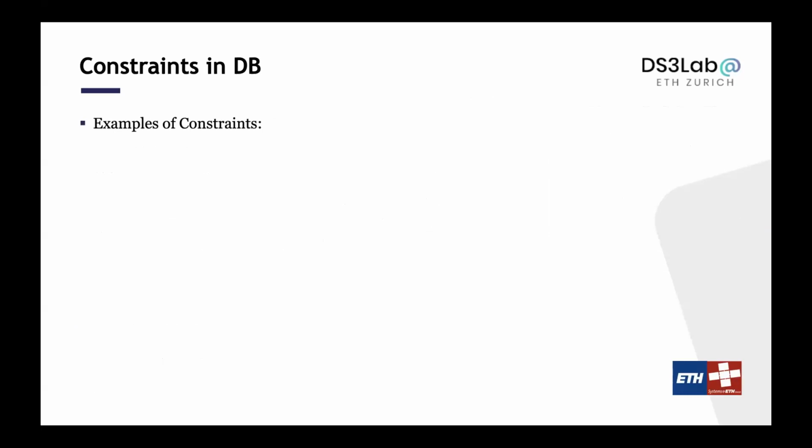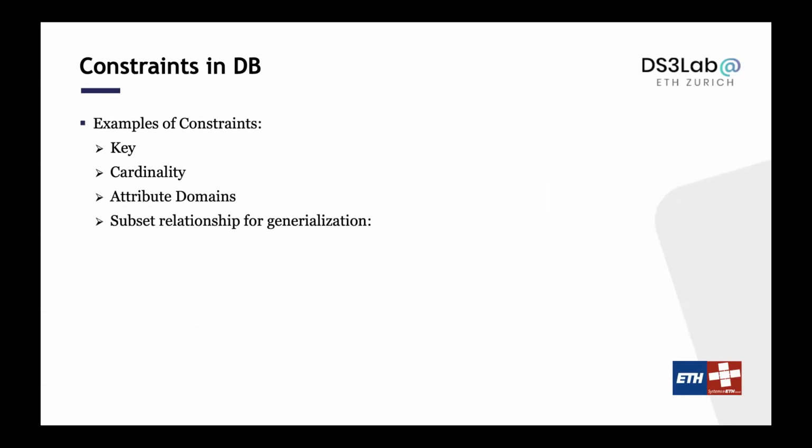Okay, so what are examples of constraints that we hope to integrate into a database? Of course, there's our old friend the key constraint. But there are also cardinality constraints that we talked about last week, attribute domains, and maybe subset relationships for generalization. For example, if you have two relations, professor and person, I want to make sure every single professor ID also appears in the person relation. So all those subset relationships are going to be very useful.